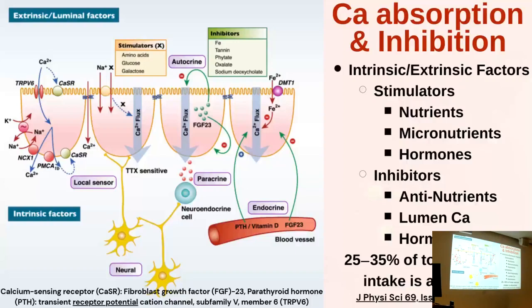Now there are things which will inhibit calcium uptake, okay? So iron will inhibit calcium uptake. Too much iron cancels out some calcium uptake. Tannins, phytates, oxalates all interfere with calcium transport, okay?